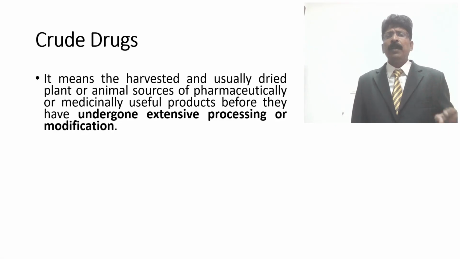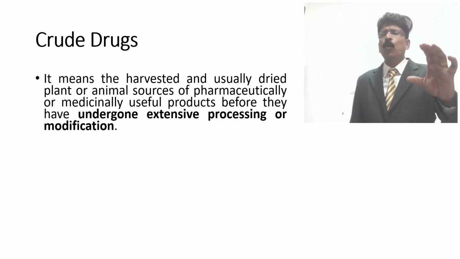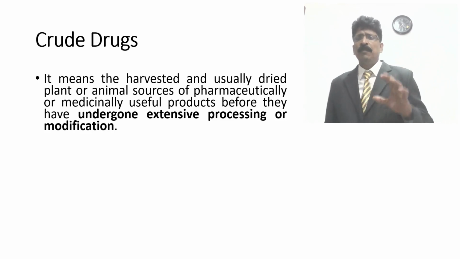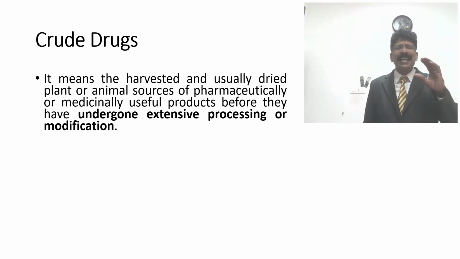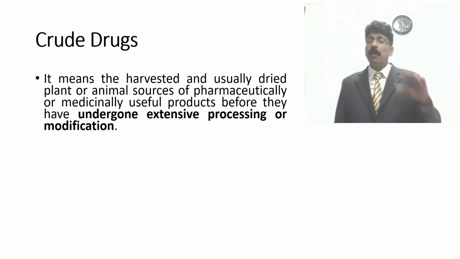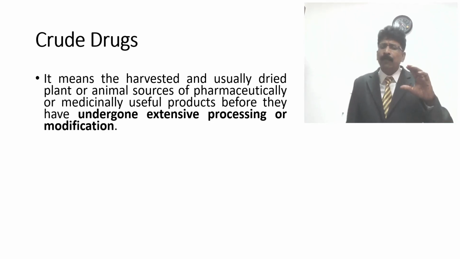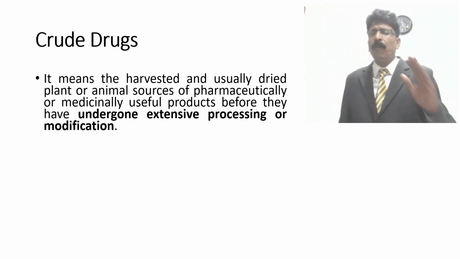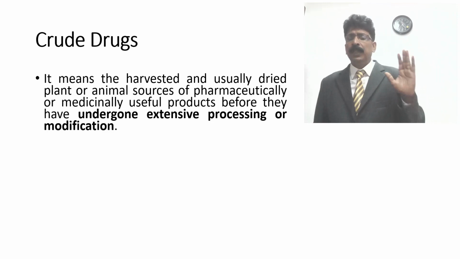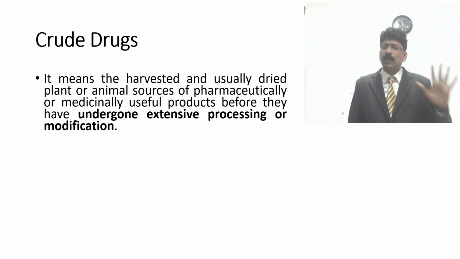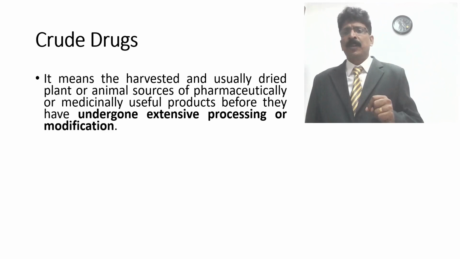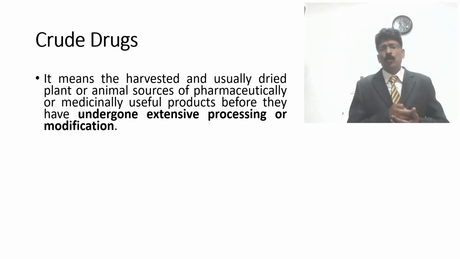What do you mean by crude drug? When you say the word crude, it means before processing. Something which has not undergone extensive processing or modification, or any type of chemical change or alteration. You have taken it crudely from nature, whether it is obtained from plants or animals or any source, then it is called a crude drug. So it is very important for the student to know what a crude drug is.